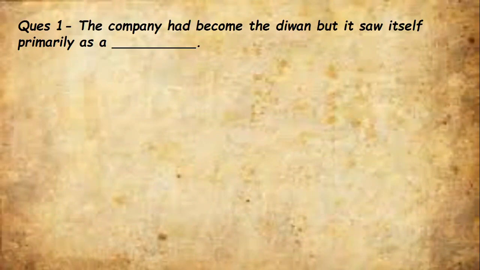So let us start with the first question. Question number 1. The company had become the Diwan, but it saw itself primarily as a dash. This we have studied in the chapter. So I hope you all know the answer, and the answer is trader.